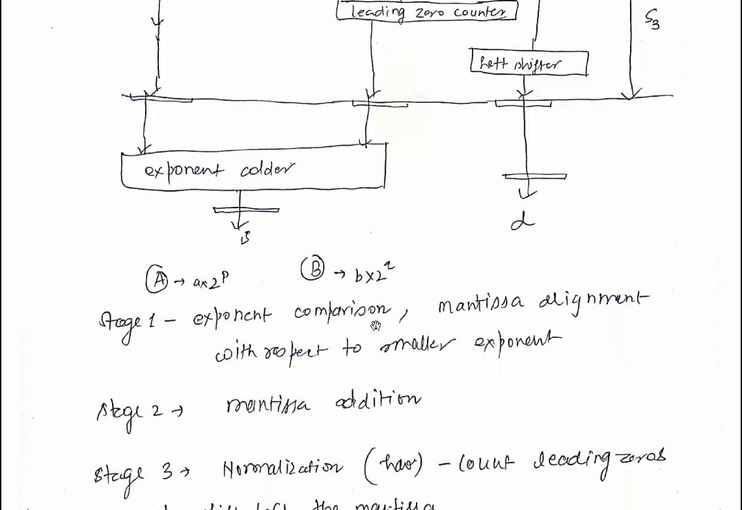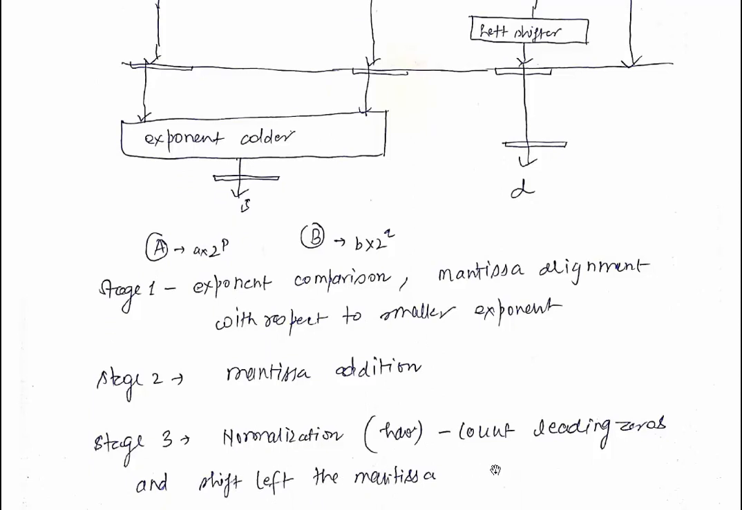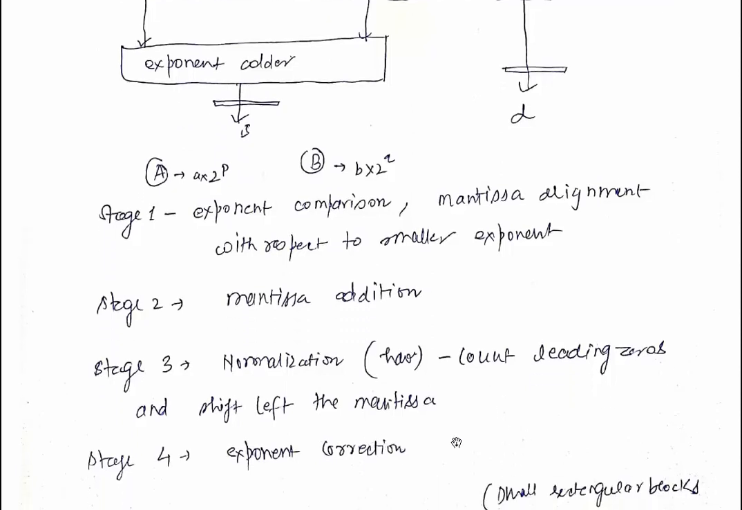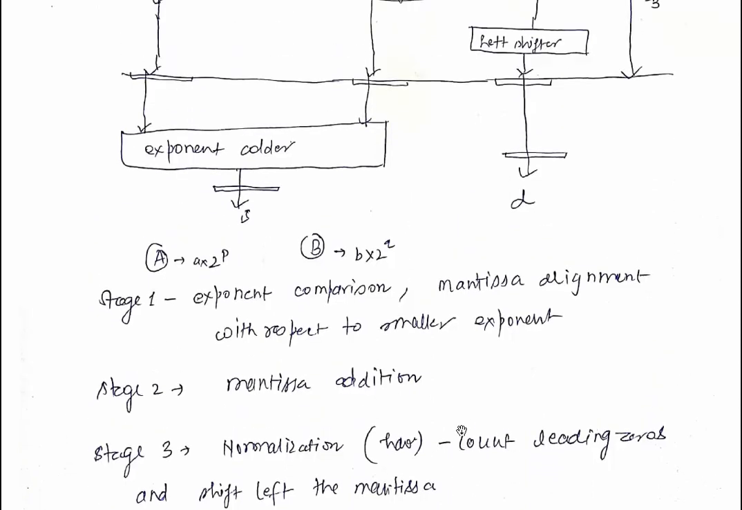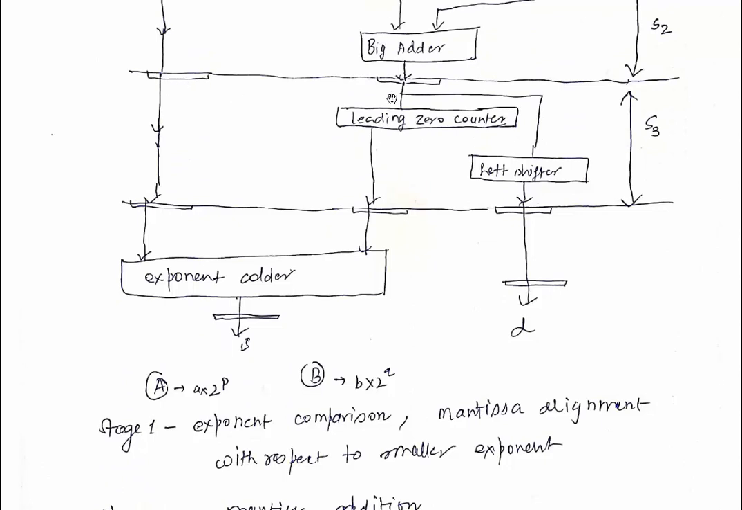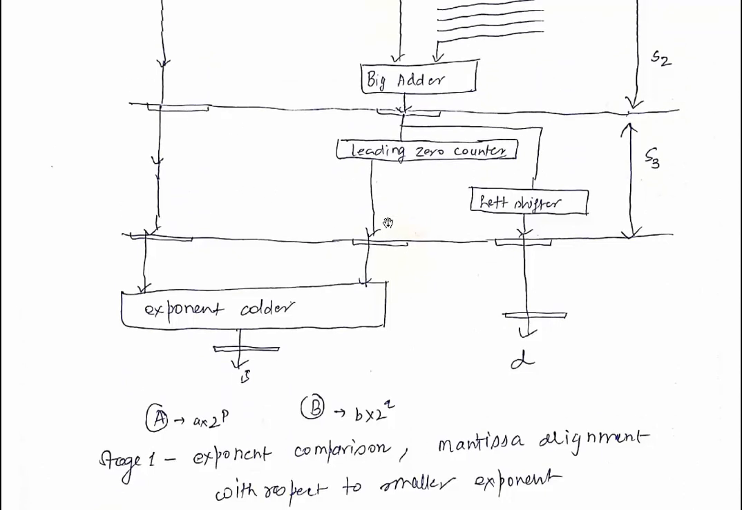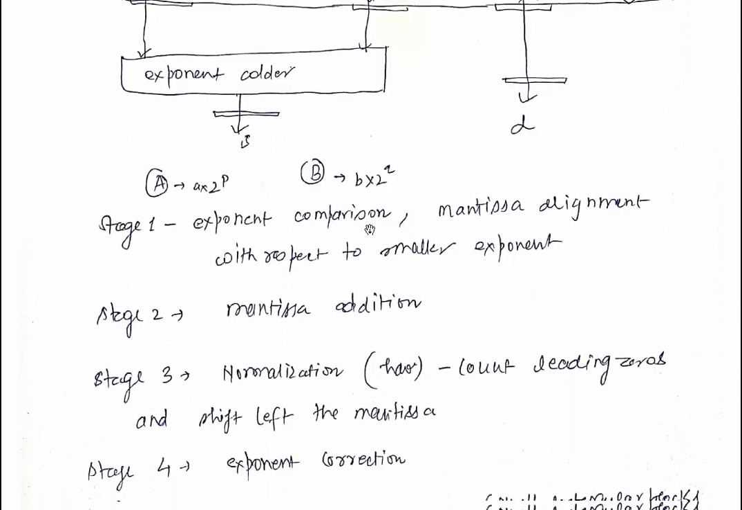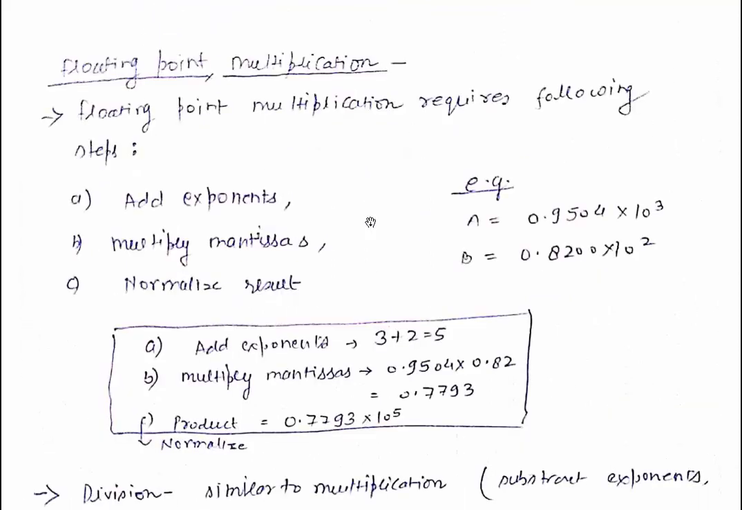I have written it for the sake of simplicity. Stage 1 is exponent comparison and mantissa alignment with respect to the smaller exponent. Stage 2 is mantissa addition. Stage 3 is normalization, that is, count leading zeros and shift the mantissa left. Stage 4 is exponent correction, that means rounding off and renormalization. Please note an important thing here: these rectangular blocks are your latches. These latches are used to store the intermediate results, as I have already told you.